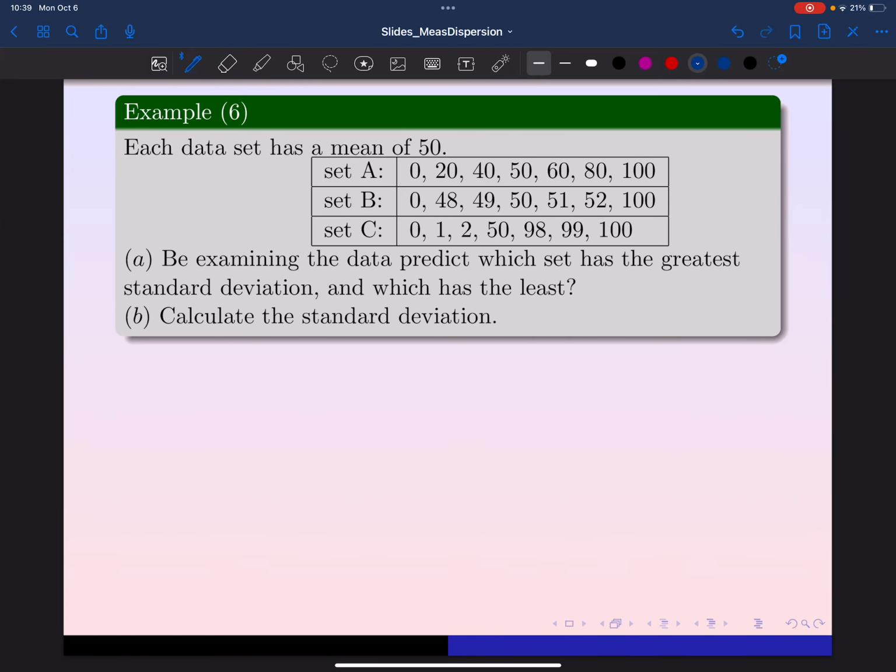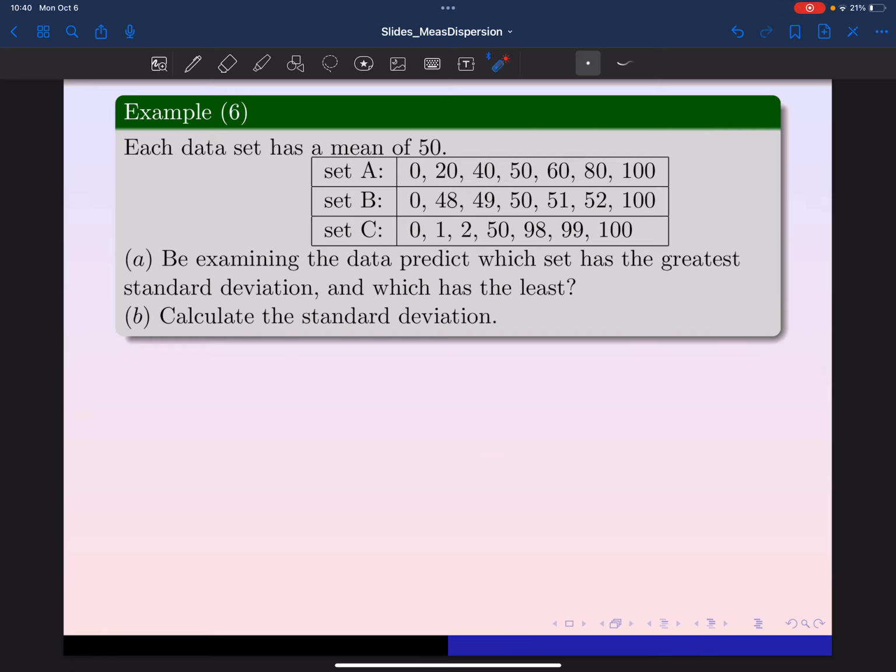Now, example 6: each data set has a mean of 50, sets A, B, C. By examining the data, predict which set has the greatest standard deviation and which has the least. Then calculate the standard deviation. So by examining the data, the largest standard deviation would be for the set that has the most spread. So here we have 20, 40, 49, 50, and this is 1, 2, up to 100. So the largest standard deviation would be the biggest spread. So I think set C should have the largest standard deviation.